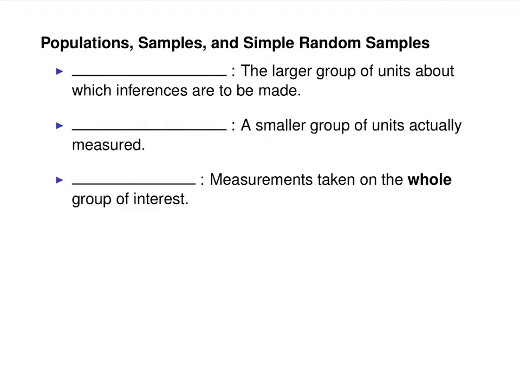Okay. So populations, samples, and simple random samples. The larger group of units about which inferences are to be made, so your big, large group you care about, what's that called? Your population. So in your universe that you're looking at, that's everybody. And your universe might just be like UAF, might be your city, might be the whole world, your state, your country, something. A smaller group of units actually measured, that would be your sample.